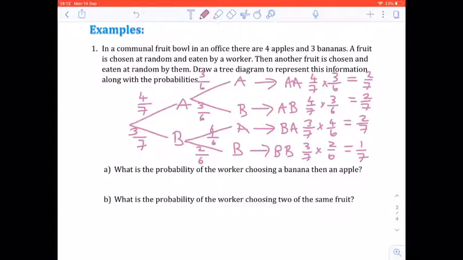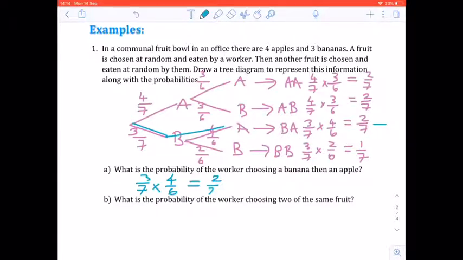What is the probability of a worker choosing a banana, then an apple? So let's look at that. That would be over here, a banana and then an apple. So that would be this third branch here, 2 over 7. So it would be first 3 over 7, a banana, then an apple, 4 over 6, which equals 2 over 7. So what we've done there is we've only followed one route, so we're working along one branch, so that's why we are multiplying them together.